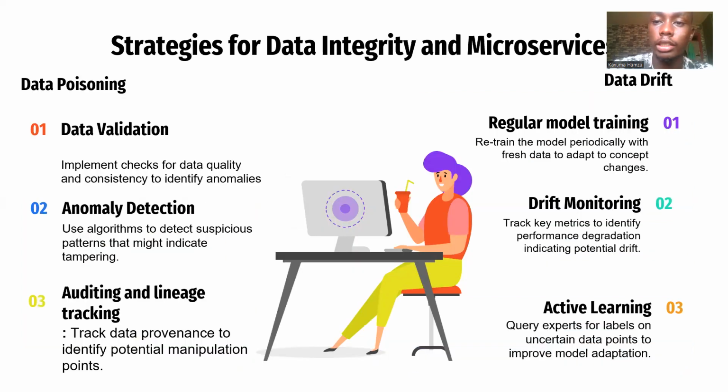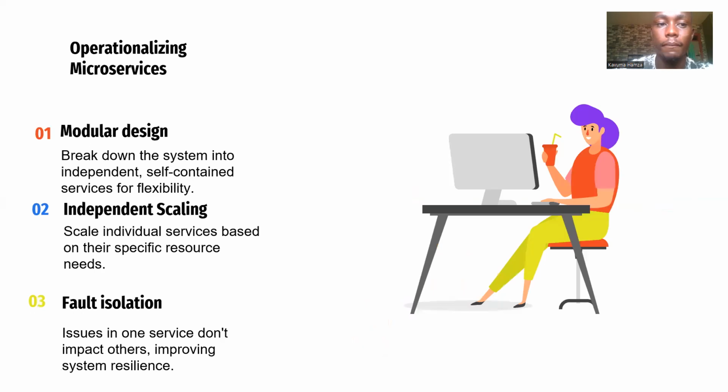Strategies for data integrity and microservices. For data poisoning, we're going to deal with data validation, anomaly detection, and auditing and lineage tracking. Data drift, we're going to handle with regular model training, drift monitoring, and active learning. Then operational microservices, we're going to do a modular design, independent scaling, and fault isolation.